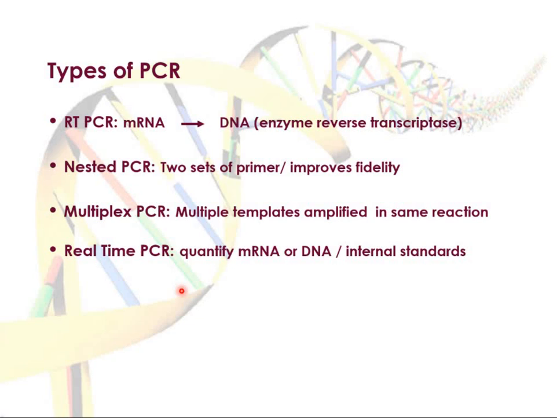But I have told you that we can quantify the copy number of genes. This real-time PCR can also be used to tell whether a particular fragment of DNA is present or not. So that's what we are using, the RT-PCR followed by a real-time PCR, for the diagnosis of COVID-19.